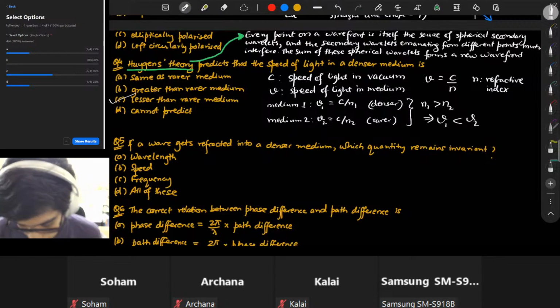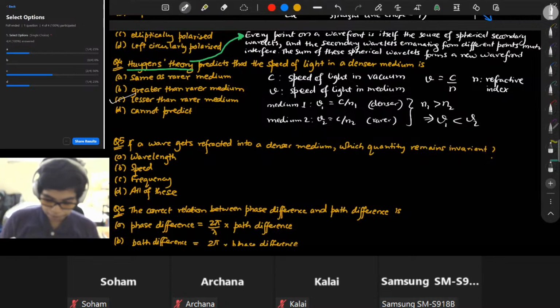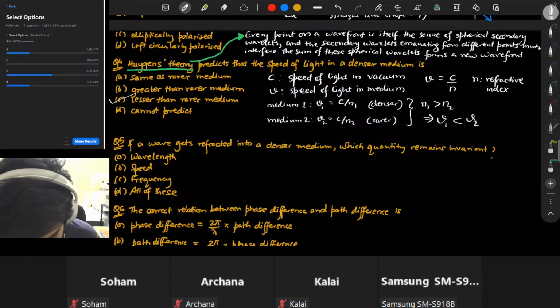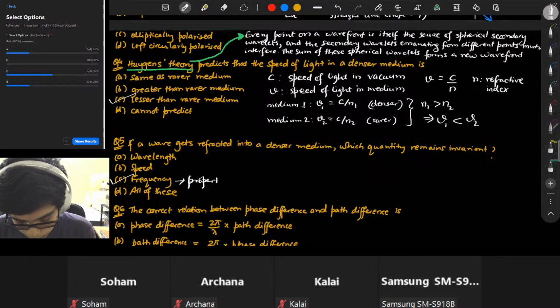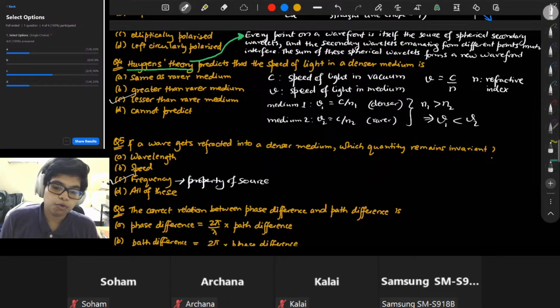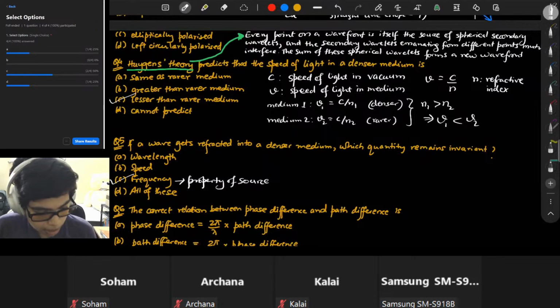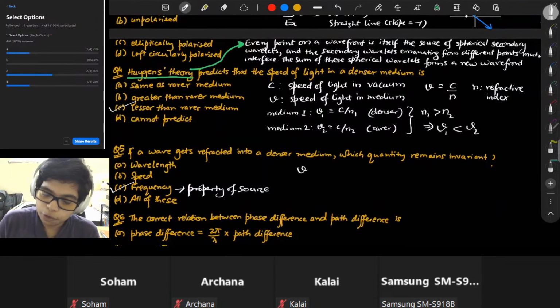For now, the correct answer of this question is, the question is, if a wave gets refracted into a denser medium, which quantity remains invariant? Invariant means that it does not change. So when a wave enters a medium, what is that one quantity which remains unchanged? The correct answer is frequency. Frequency remains unchanged. Frequency is a property of the source, so if you want to change the frequency, you have to change your source itself. There is nothing else that you can do to change the frequency. Whereas speed, you can change by changing the medium.